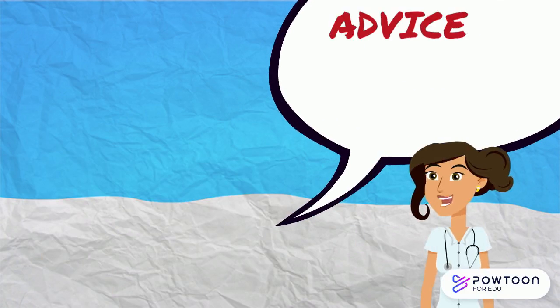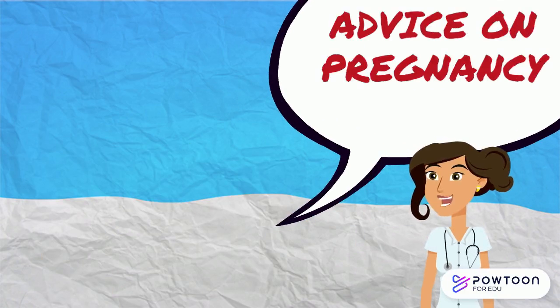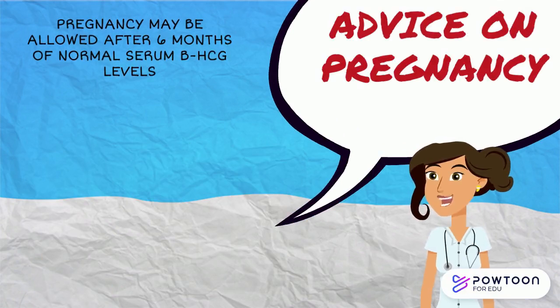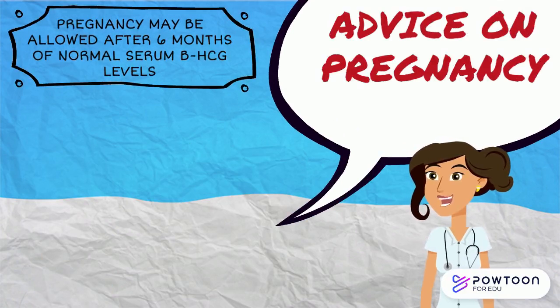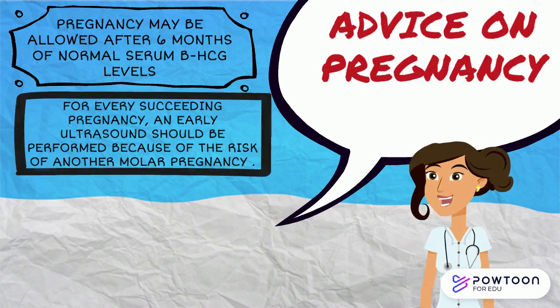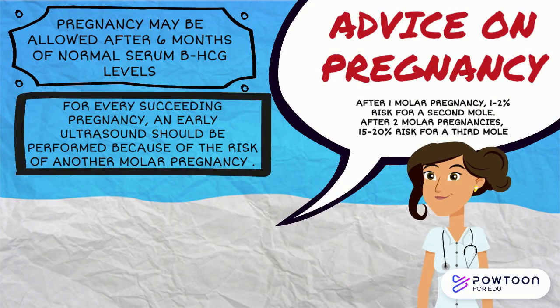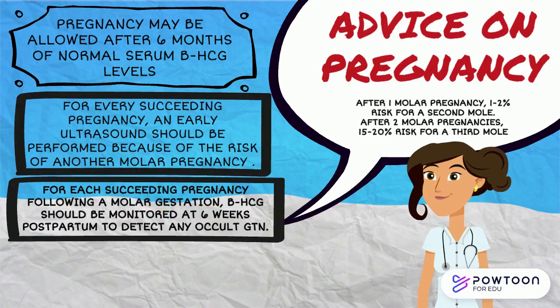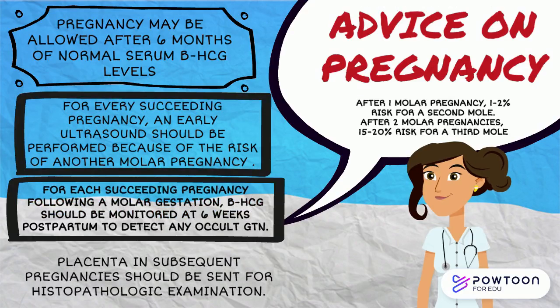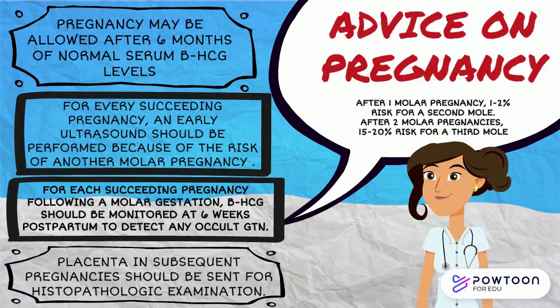Here are some tips for pregnancies after a molar pregnancy. Pregnancy may be allowed after 6 months of normal serum beta-HCG levels. For every succeeding pregnancy, an early ultrasound should be performed. For each succeeding pregnancy following a molar gestation, beta-HCG should be monitored at 6 weeks postpartum.